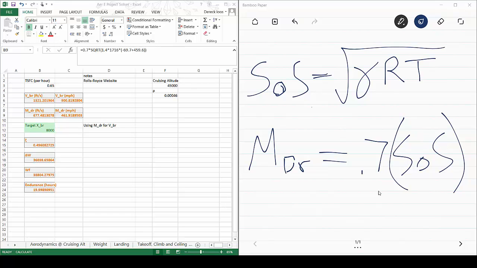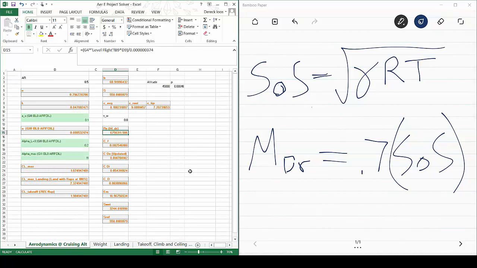So now that we have a velocity that we're going to be cruising at, whether it be your VBR, which was your calculated best range velocity, or your drag rise Mach velocity, we can now solve for our Reynolds number, coefficient of friction, and CD naught, which are all very critical in solving for the rest of our information for this aircraft. So we can head on over to Aerodynamics at cruising altitude, and you'll see here RE, which is designated as your Reynolds number, our coefficient of friction, which is C subscript F, and our CD naught value, which I have noted here as updated.